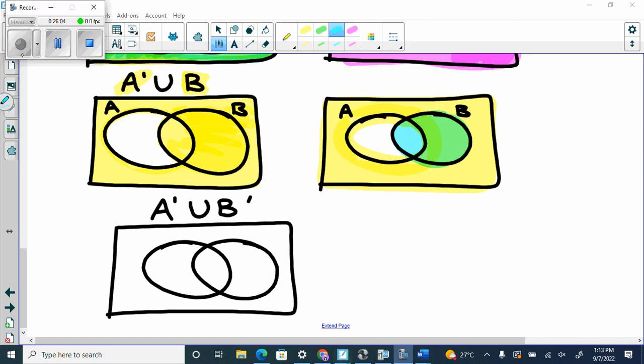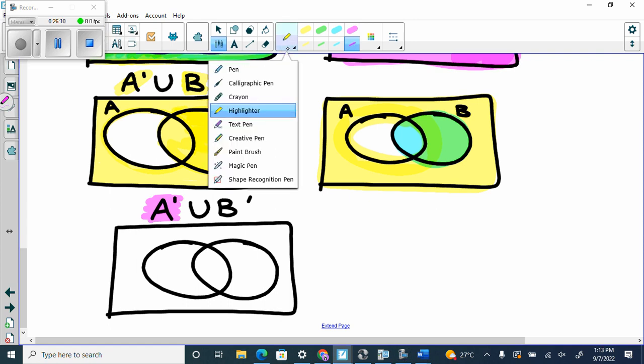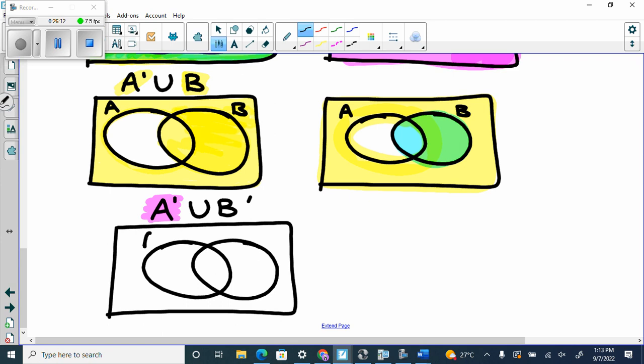Try that one. Okay, so I'm going to use pink the whole time. So I'm going to do not A. So not A. I need letters though. Okay, so I'm going to do not A. So not A means I circle A and the box. And then I shade not A.